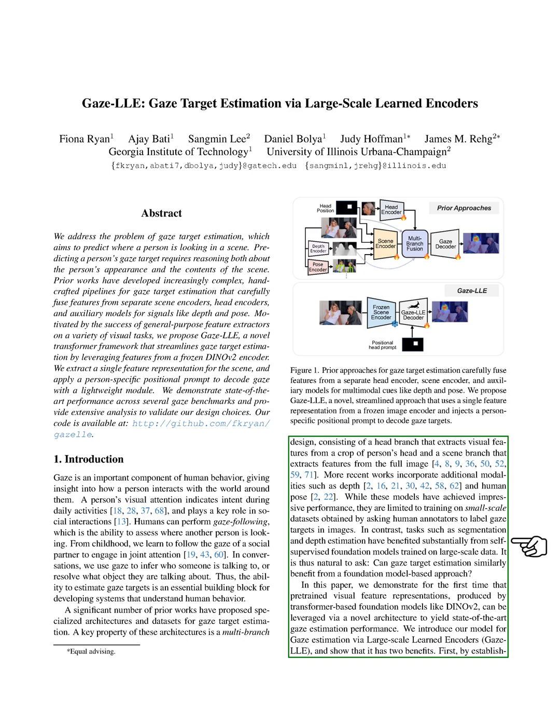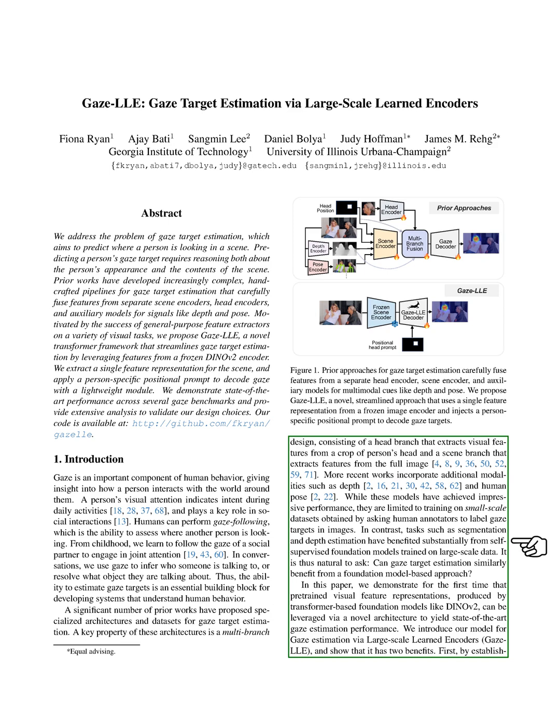However, these models often rely on small datasets where human annotators label gaze targets, unlike tasks such as segmentation and depth estimation, which have thrived with self-supervised models trained on large datasets. We pose the question: can gaze target estimation benefit from a foundation model approach? In this paper, we demonstrate that pre-trained visual features from transformer-based models, like DINOv2, can be effectively utilized in a new architecture to achieve top-notch gaze estimation performance.